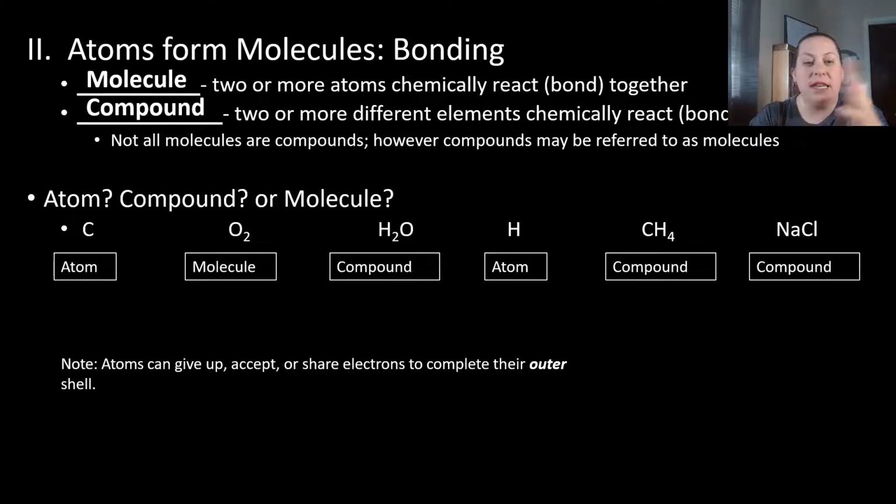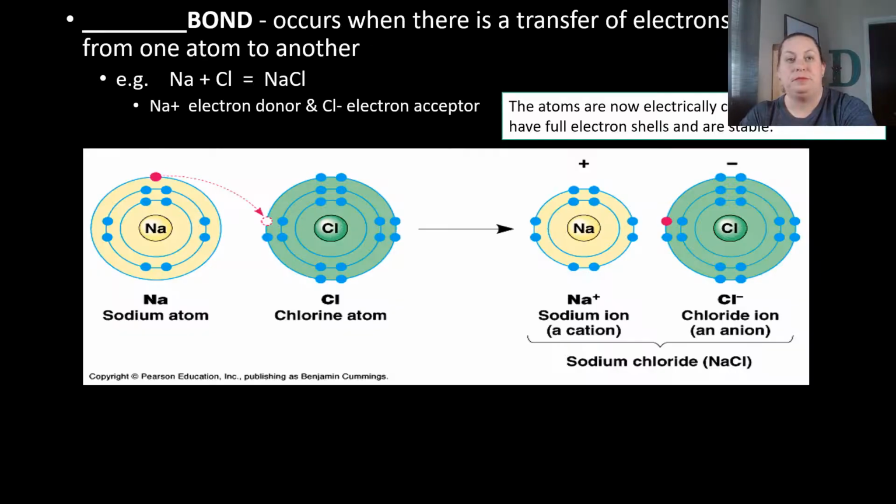Now, atoms can give up, remember, electrons, they can accept electrons, or they can share electrons. They're going to share them in the outer shell. The first kind of bond we want to talk about is an ionic bond. An ionic bond occurs when there is a transfer of electrons from one atom to another. So I'm going to either give an electron away or I'm going to accept an electron.